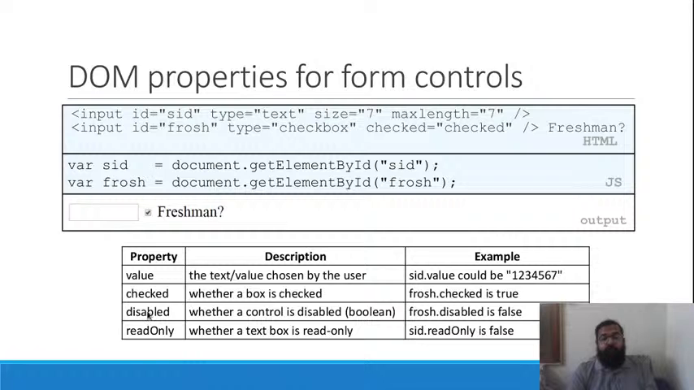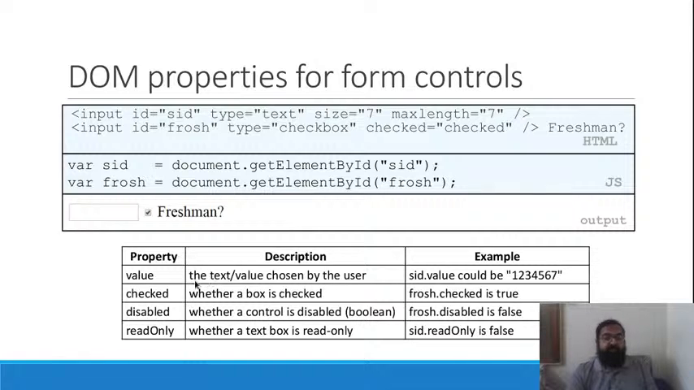And then you have disabled. That will allow you to check whether a particular control for a particular id, for example this checkbox, is disabled or enabled. And then you can look whether it is read only, whether a text box is read only. So you can actually put some value in the text box and mask it, so that the user will not be able to enter any value. That is accomplished by setting the read only.